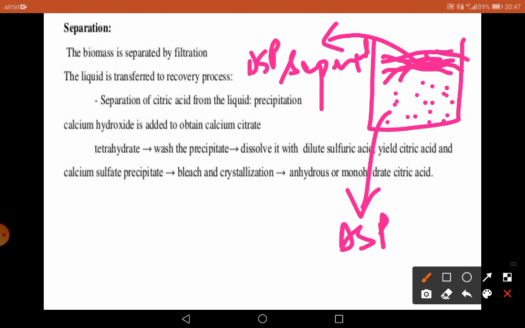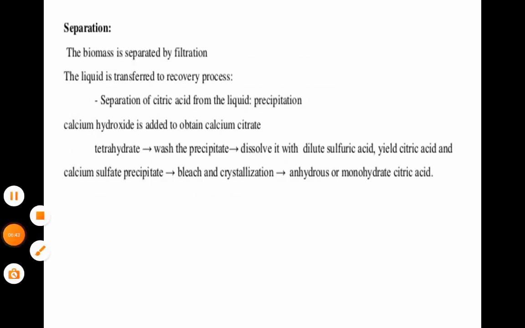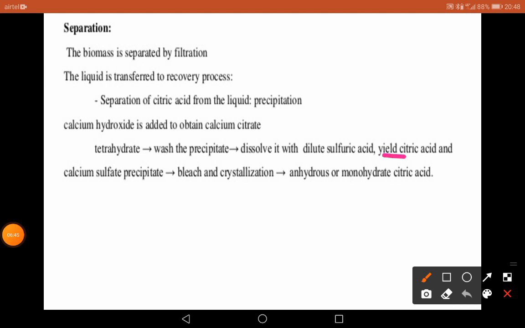Separation of citric acid from the liquid and precipitation. Calcium hydroxide is added to obtain calcium citrate. The citric acid gets precipitated as calcium citrate tetrahydrate. Wash the precipitate, dissolve it with dilute sulfuric acid. Dilute sulfuric acid yields citric acid and calcium sulfate precipitate, then bleaching and crystallization to get anhydrous or monohydrate citric acid.